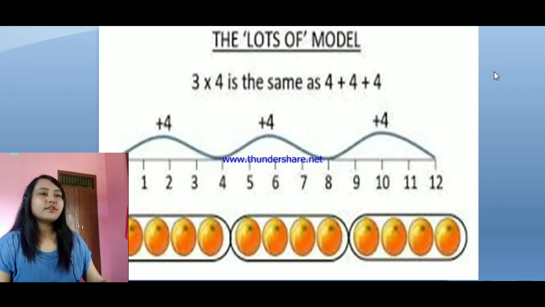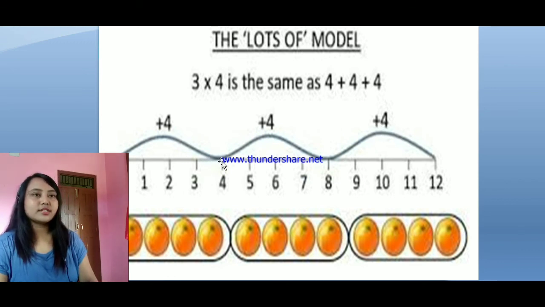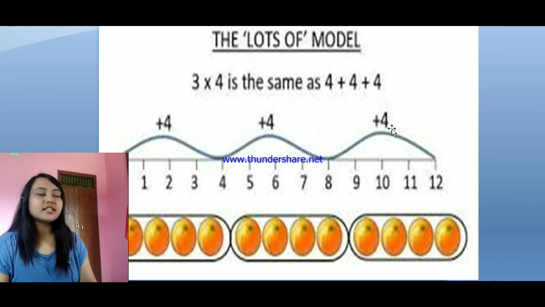Okay, this one is also a very good example of multiplication. 3 into 4. That means 3 times 4 units forward. So 3 times I have jumped here and each jump carries 4 steps forward. So this is equal to 3 fours are 12, and the result on this number line is equal to 12.